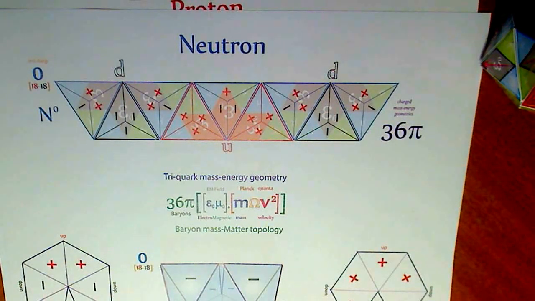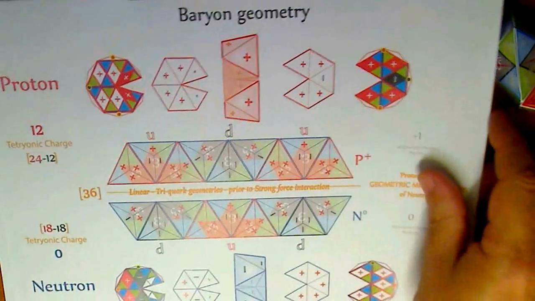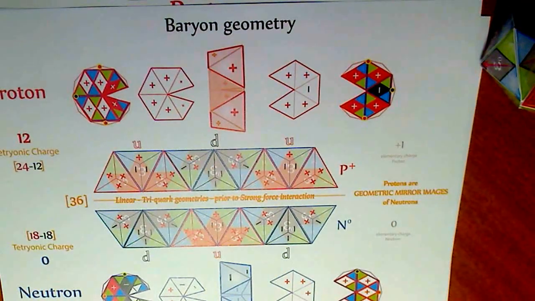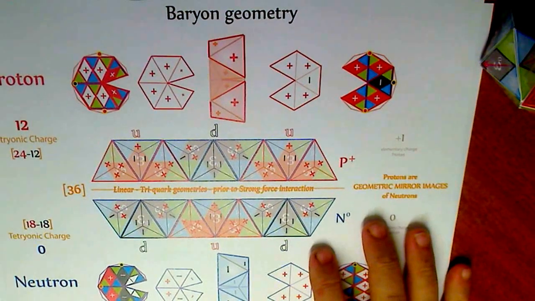So wherever you see up-up-down or down-down-up, etc., it's incorrect. It should be down-up-down, up-down-up. This becomes important for chemical bonding, where you want to form larger and larger elements.